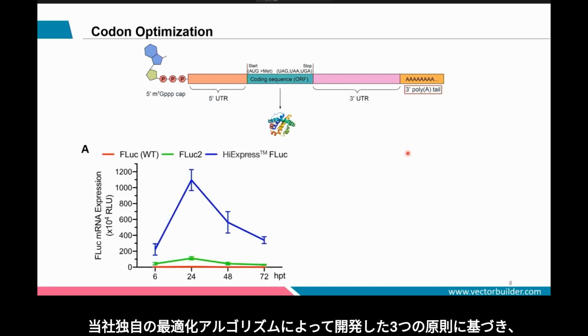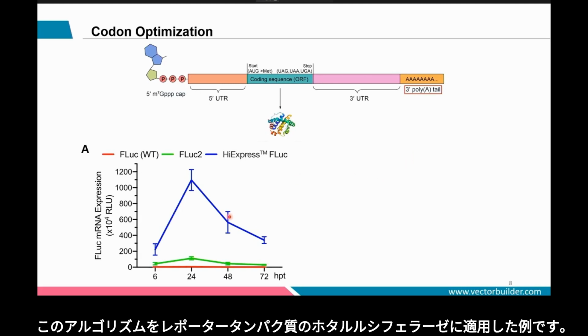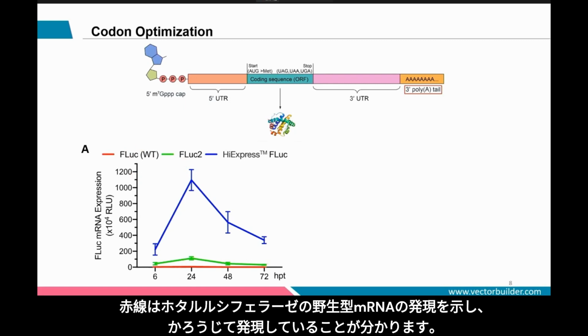Based on these three principles, we developed our own optimization algorithm. And here is an example where we applied the algorithm to a reporter protein, firefly luciferase. The red line here indicates the expression of the firefly luciferase wild-type mRNA. And you can see it is expressed but barely.